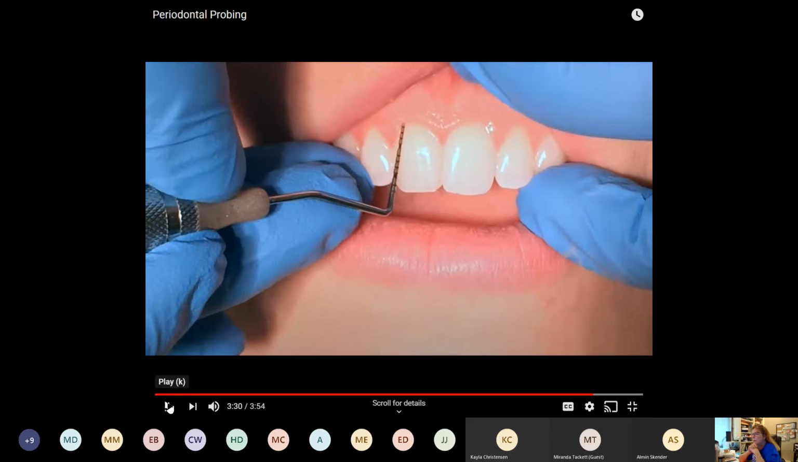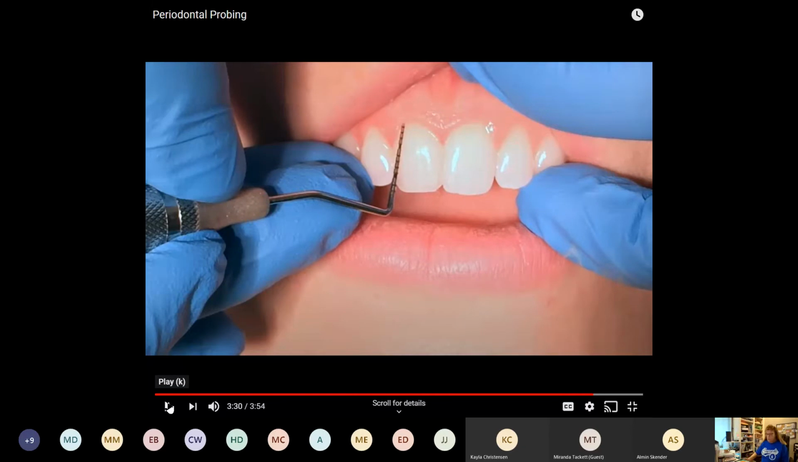I'm going to stop it here because where you go into the sulcus is important. We always go in at the distal line angle, and the distal line angle, I don't know if you can see this. Oh, I bet you can't. The distal line angle is kind of where her probe is. It would just be a teeny bit to the left.